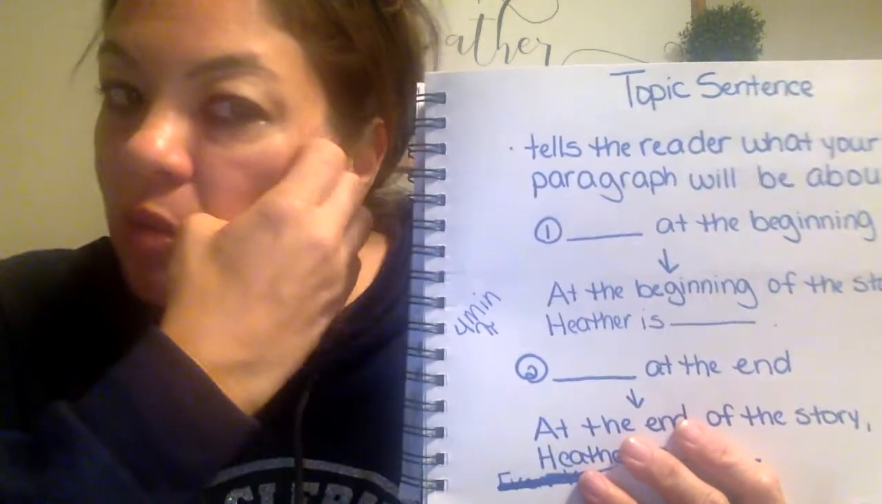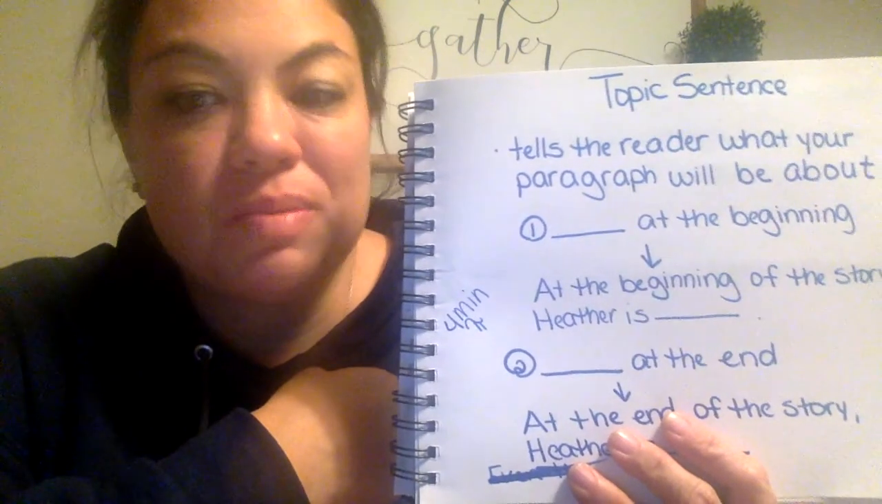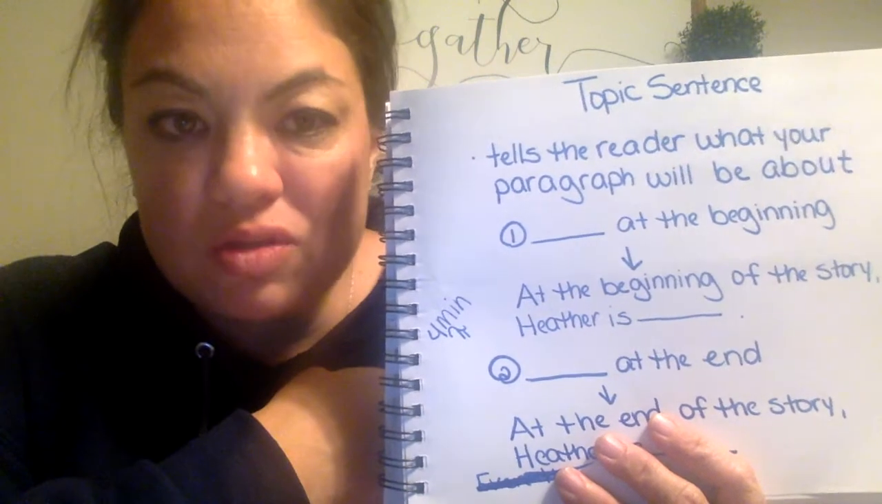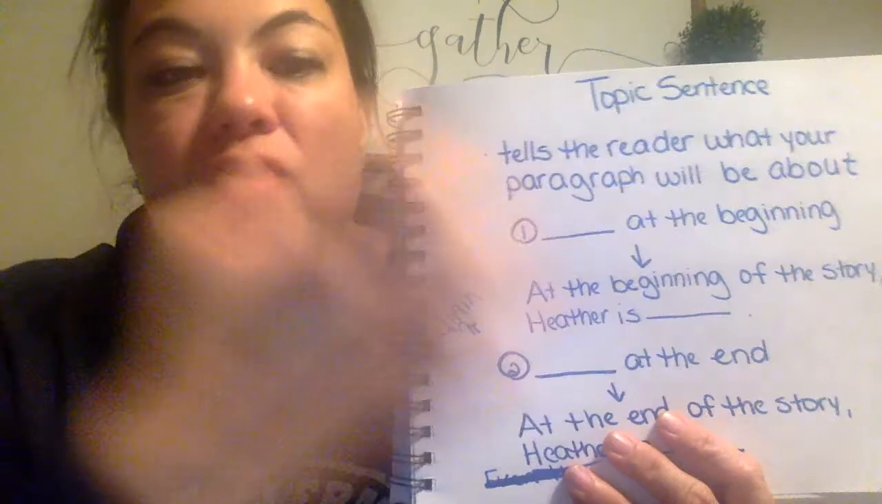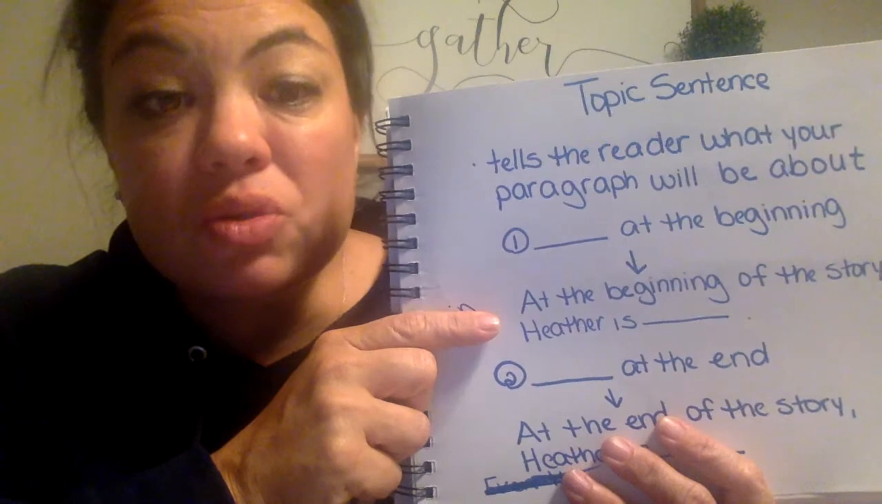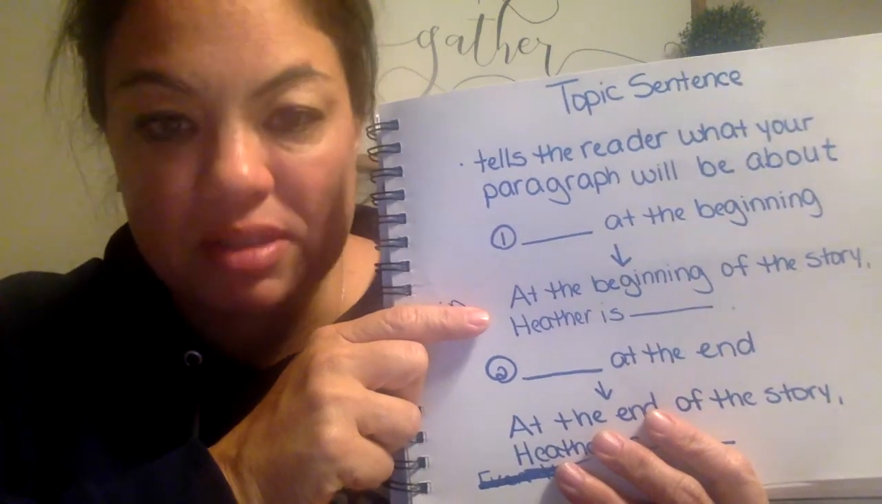they showed that adjective. So thinking about one of the adjectives that was on the test, it was mean-spirited. So you might say at the beginning of the story, Heather is mean-spirited, and then the rest of your paragraph is going to be giving examples or explaining how Heather showed us that she was mean-spirited.